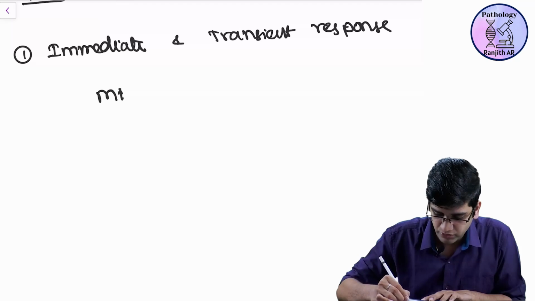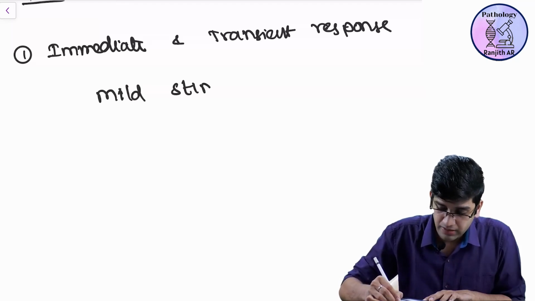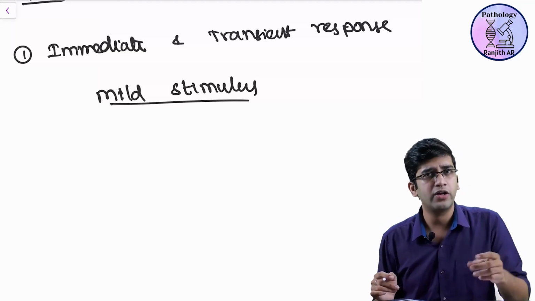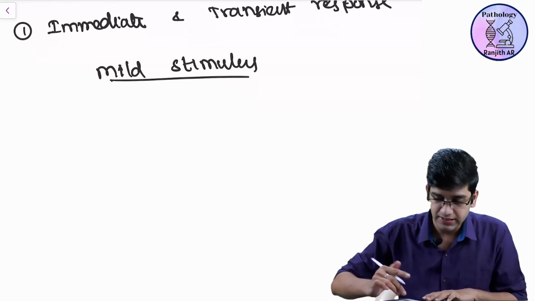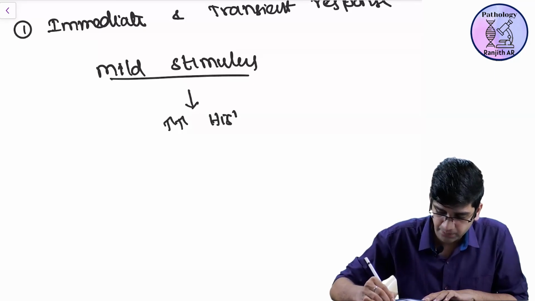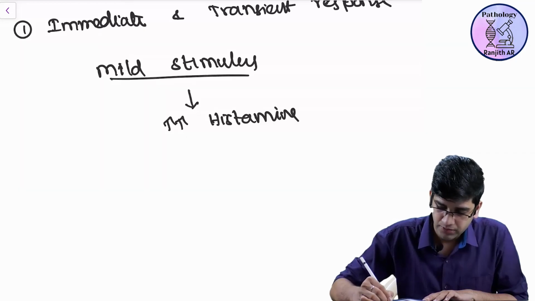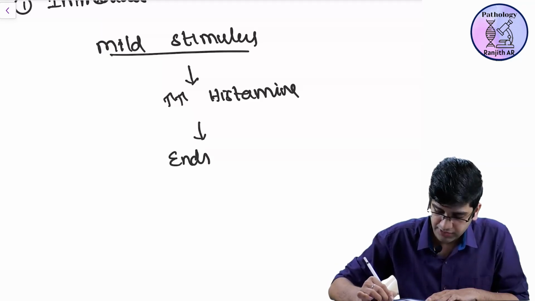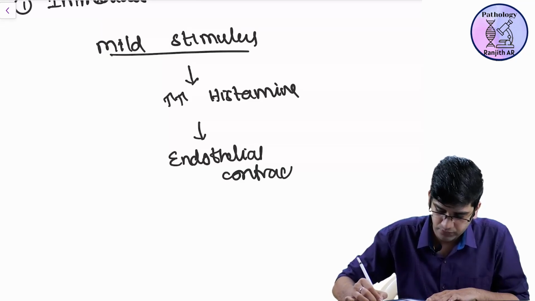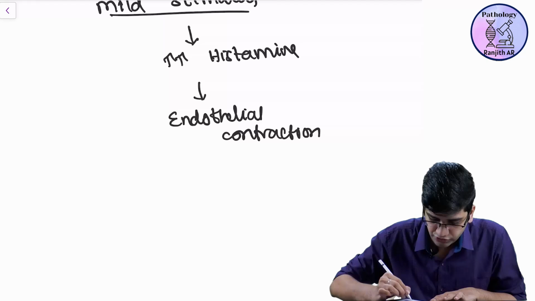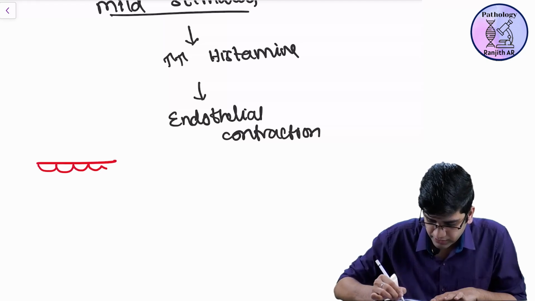Whenever I have a mild stimulus, I'm just dividing it based on the stimulus. Could be a slight pinch, a tap, or a coffee spill. Whenever it happens, this mild stimulus will increase histamine secretion. We know about histamine, right? When it increases histamine, this is going to cause endothelial contraction. Fine. So what will happen is, if this is my endothelium, I'm just drawing the endothelium, the vessel, okay?